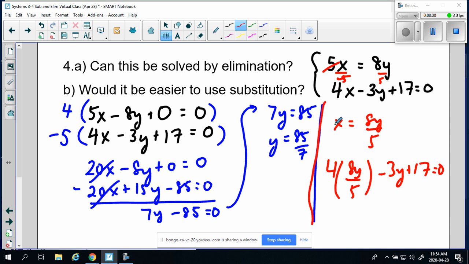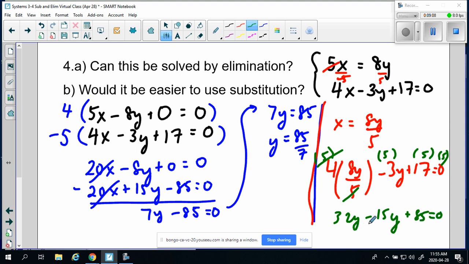So in some ways, this might be easier with the substitution because you don't have to go through all these steps. You would have to kill your fraction off. So I would now multiply both sides, everything by 5 to try and get rid of this denominator because I don't like doing math with fractions. So then we're going to have 32y minus 15y. 17 times 5 is 85 plus 85 equals 0.